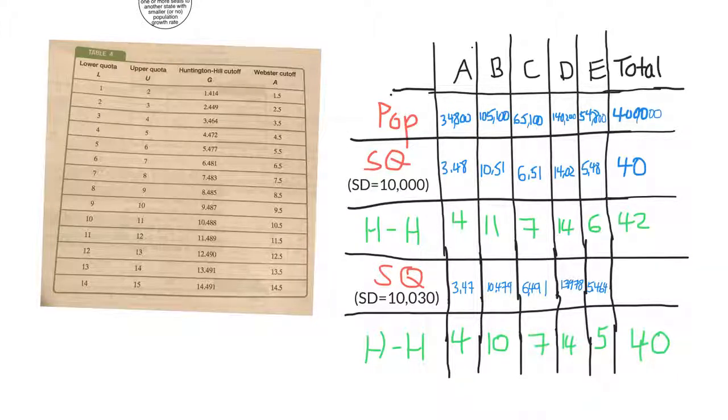Okay, so that's how you do the Huntington Hill method. You find a suitable divisor. We started by trying 10,000, and when we rounded according to the geometric mean, we ended up with too much. So then you had to bump up the standard divisor just a little bit through trial and error, get different standard quotas as a result of that, round those according to the Huntington Hill cutoff, according to the geometric mean, and then hopefully you end up with an amount of seats that add up to 40 in this case. All right, so that's how you do the Huntington Hill method.